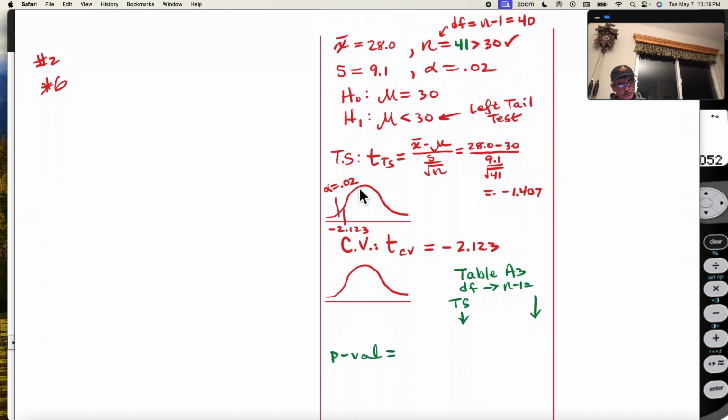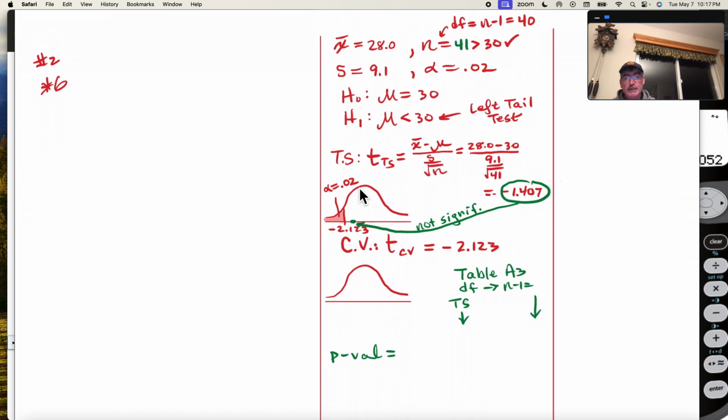Okay, and then you're trying to decide if the test statistic that you computed is statistically significant. So finally we get a problem that does not go into the tail. This negative 1.407 here is not as extreme as my critical value, so it's going to be right in here. Okay, and it's not significant.